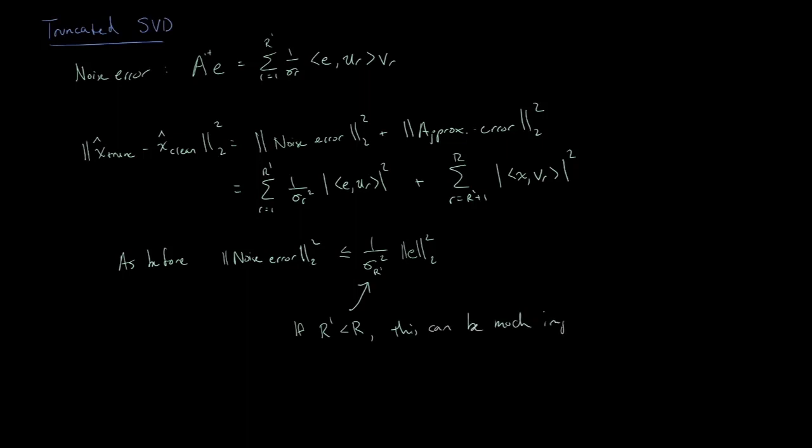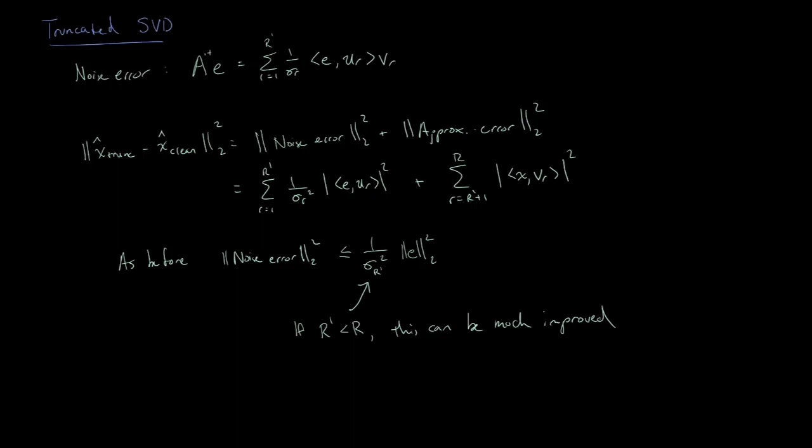Of course, this comes at some cost in terms of the approximation error. We're losing the portion of x that lives in the span of the singular vectors from r prime plus 1 up to r. But if sigma r is very, very small in this range, there's probably not much we can do about this. This information is going to be very hard to tease out from the noise.